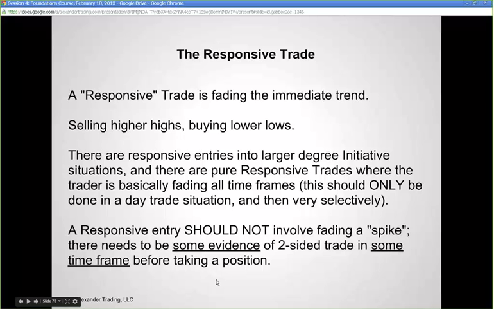And this is something else. A responsive entry should not involve fading a spike. There needs to be some evidence of a two-sided trade in some time frame before taking a position. Let me see if I can find a situation. Let me find gold. Gold is almost always good for that.